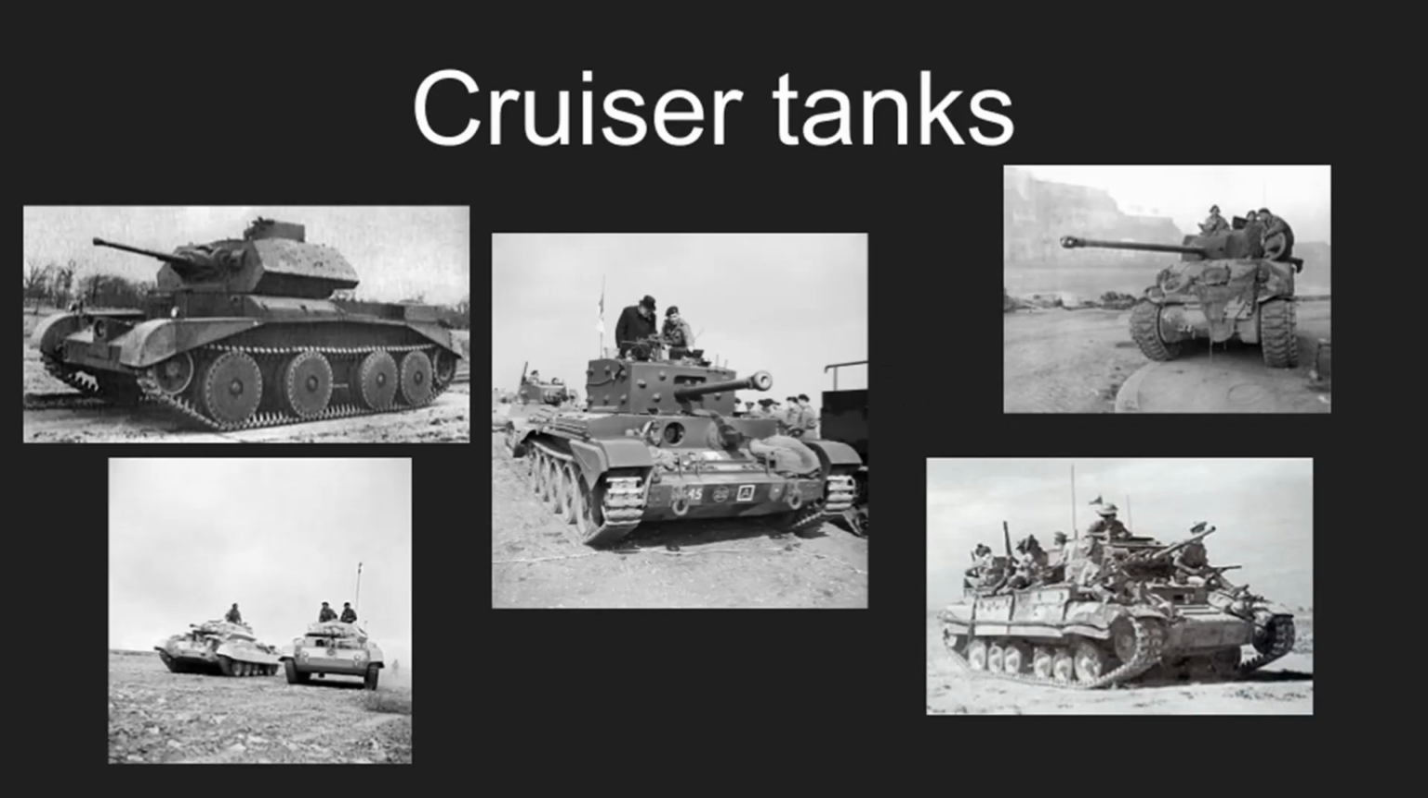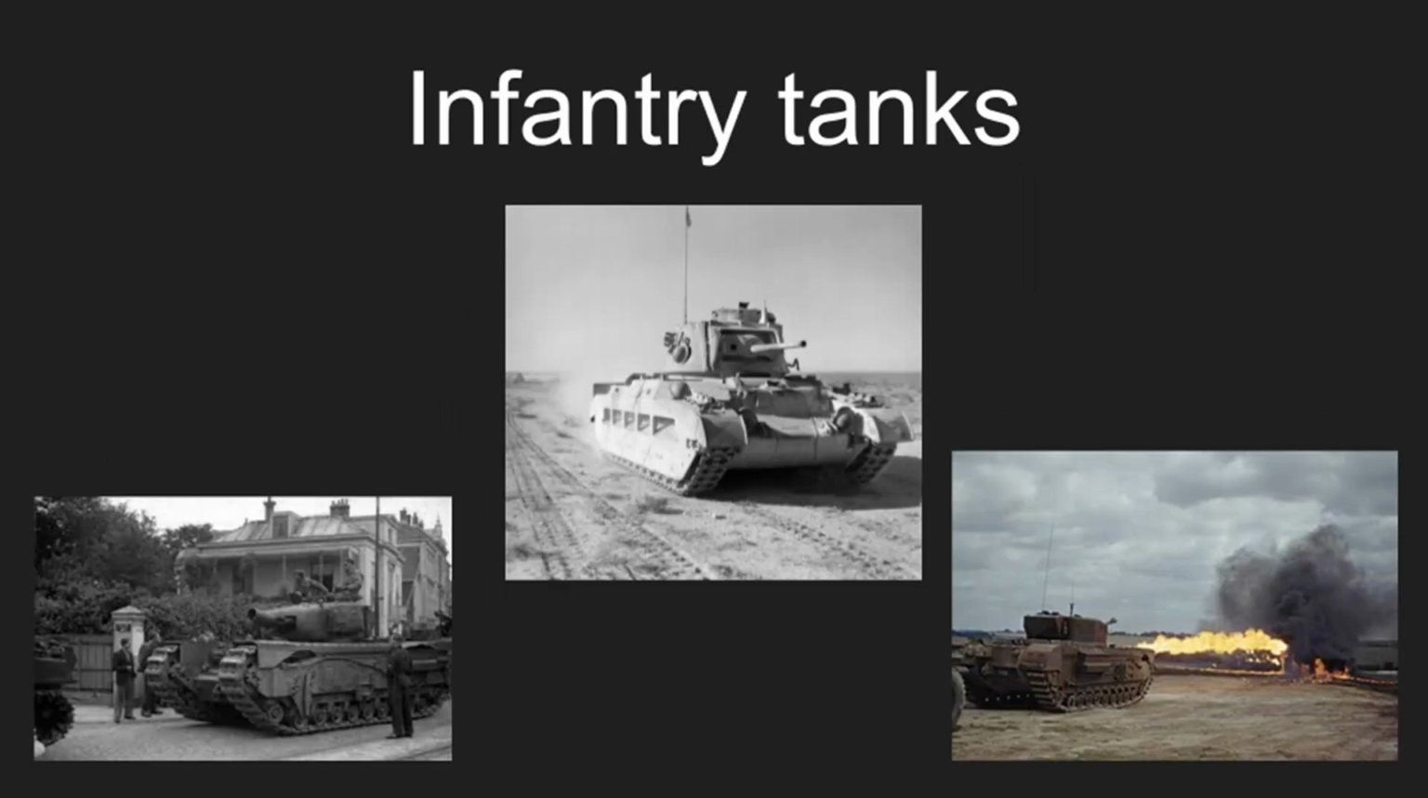To give effect to their doctrine, the British divided tanks into 2 broad types. The first was light or medium tanks designed for mobile operations, sacrificing armour for speed. These were sometimes called cruiser tanks. The second type was slow, heavily armoured tanks intended to support the infantry in the attack. These were called infantry tanks.